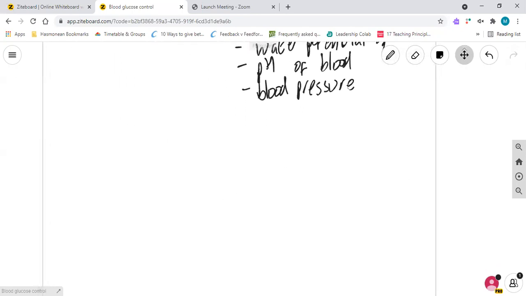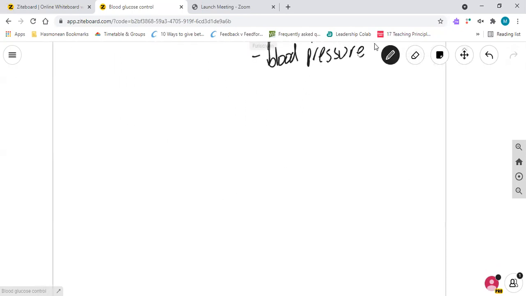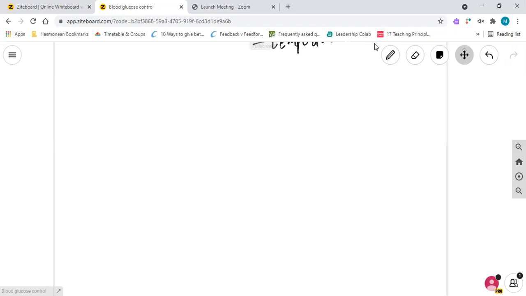Now, homeostasis can be controlled by both the nervous system and the hormone system. And in fact, obviously, when we're looking at water potential of the blood, we're talking about hormones. And when we're talking about blood sugar, we're also mostly talking about hormones. But if you were to look at temperature, which is another example of homeostasis, although it's not on the specification, you would be talking more about the nervous system, which will be covered in a later video.